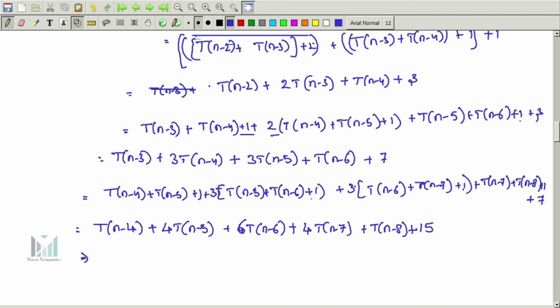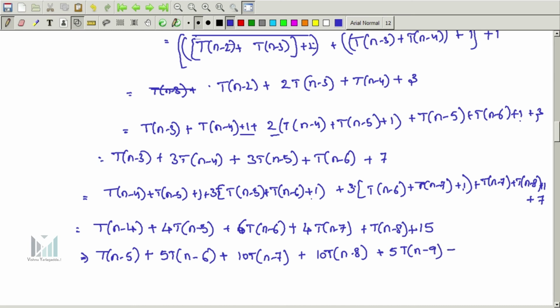Now based on this one we can imagine the next level also. T of n minus 5 plus, what could be the next value? 5T of n minus 6 plus 10T of n minus 7 plus 10T of n minus 8 plus 5T of n minus 9 plus T of n minus 10 plus it will be 31.